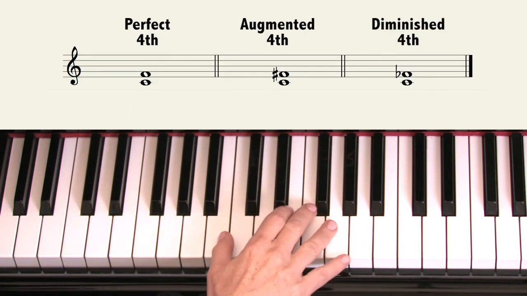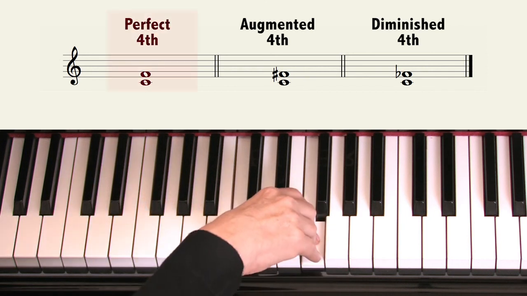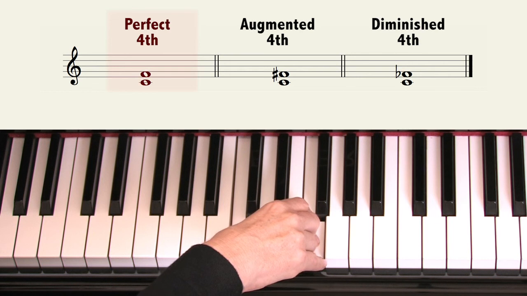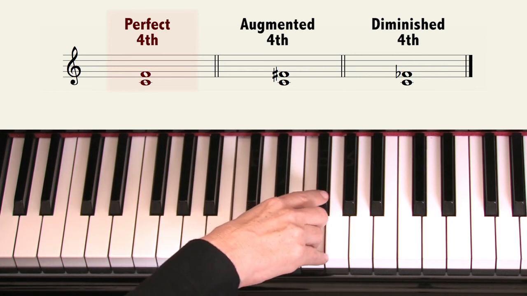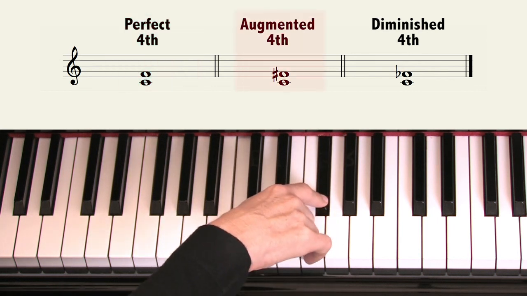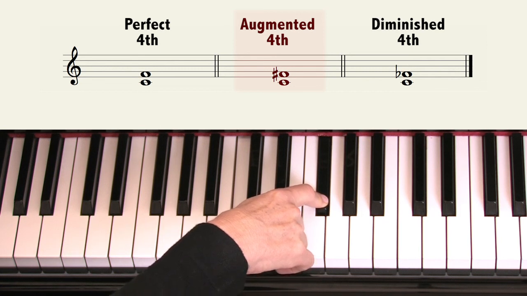Let's look at a perfect interval. Let's take a fourth. C to F is a perfect fourth. If I say C to F sharp and increase that interval by one semitone, it becomes an augmented fourth. Listen to that sound.